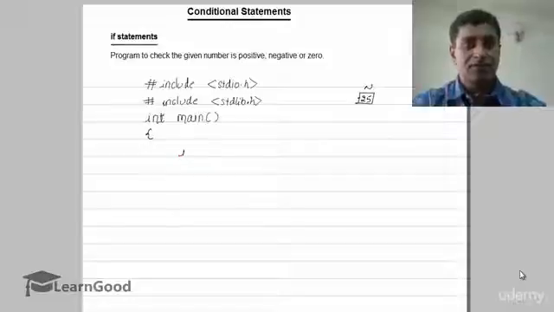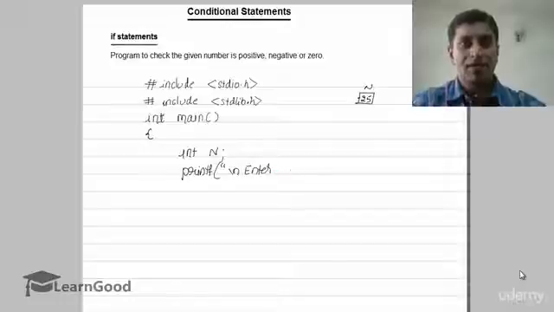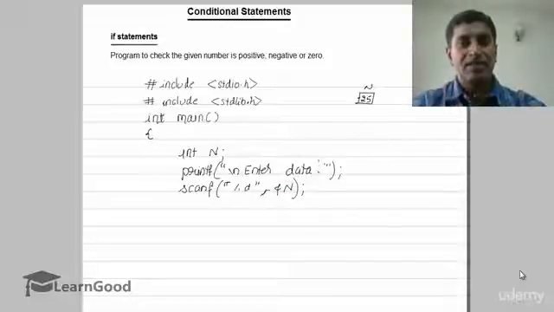To do this, you need to accept a number. So we'll take an n variable of type integer and read the value of it. We'll ask for enter data and read that data. It's any integer value, %d here, ampersand of n. If the n value is given as 25, then you have to display it as positive.